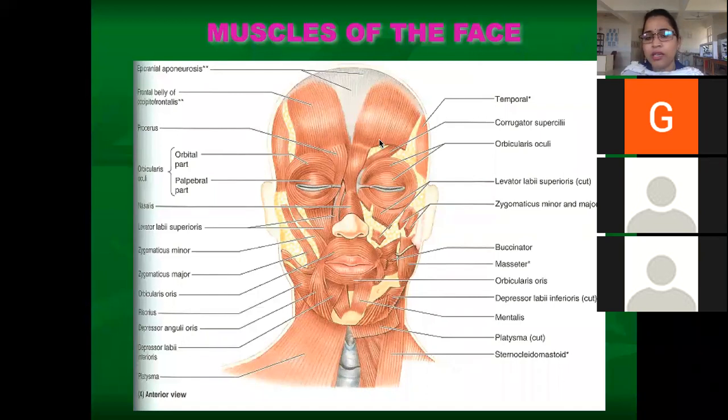Till here everyone clear? Which is the constrictor? Orbicularis oculi. Once again we'll revise the muscles around the eyes. Orbicularis oculi, which is orbiting around the eyelids. And what are the dilators? We have frontal bellies, corrugator supercilii, and procerus. Till here everyone clear?